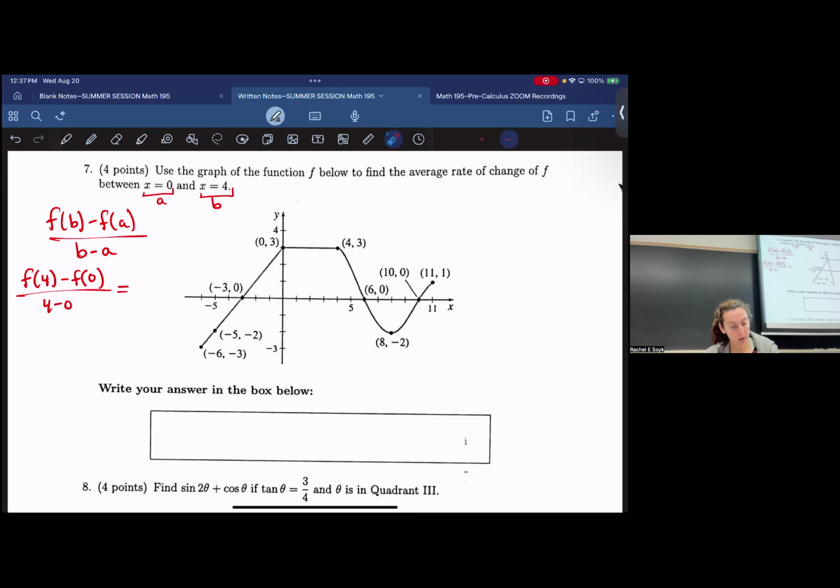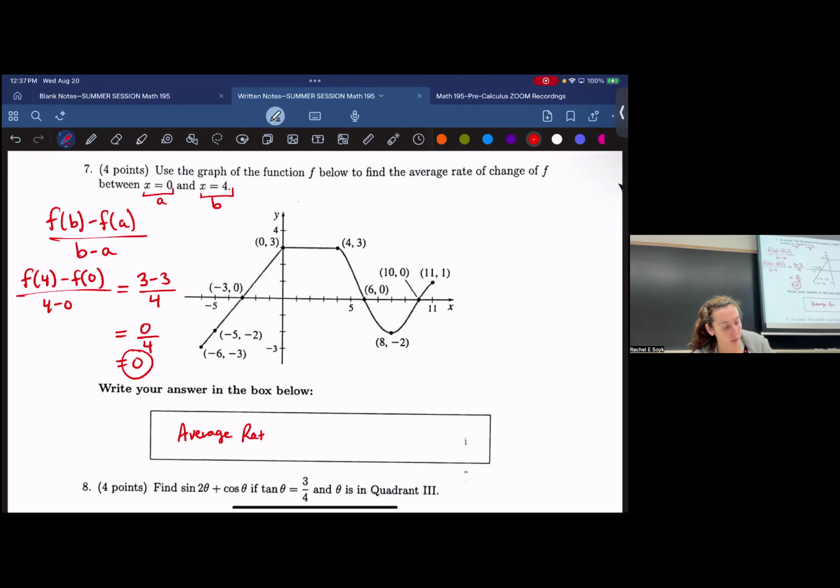Well, f of 4, when x is 4, what is our y value? 3, good. And when x is 0, what is our y value? Ooh, it's also 3. Means the denominator really doesn't matter, because what's 3 minus 3? And 0 divided by any number is 0. So our average rate of change here is just 0.